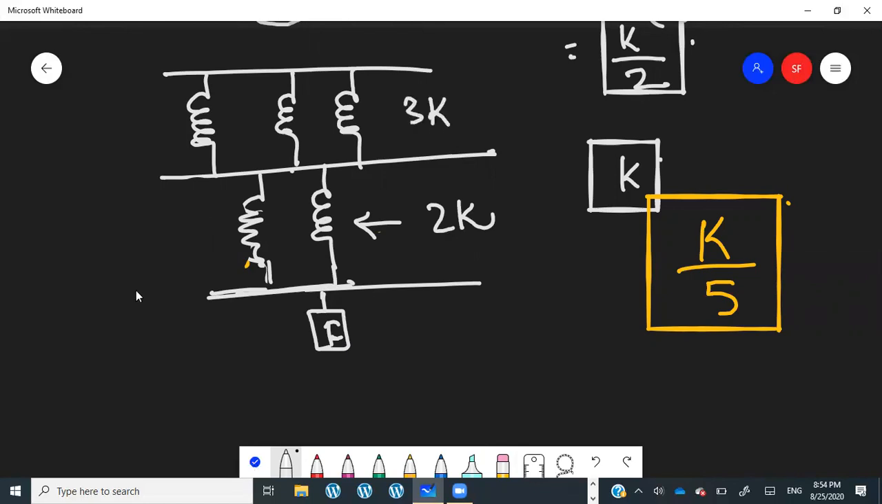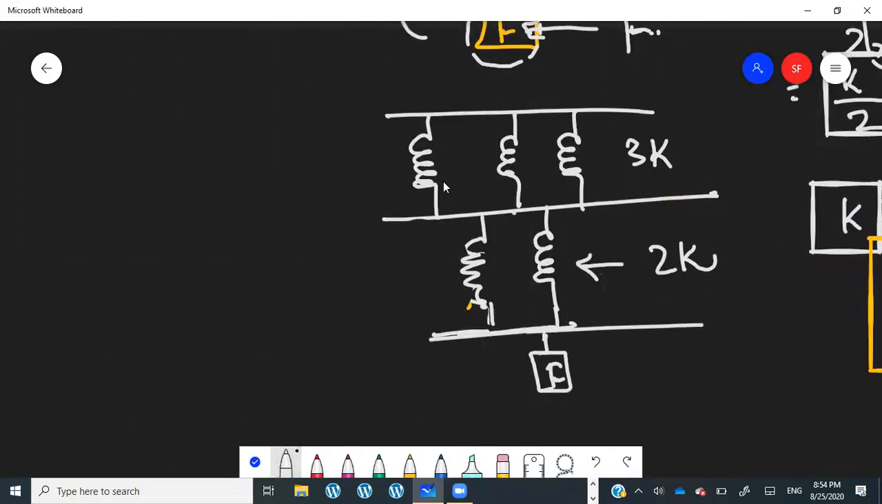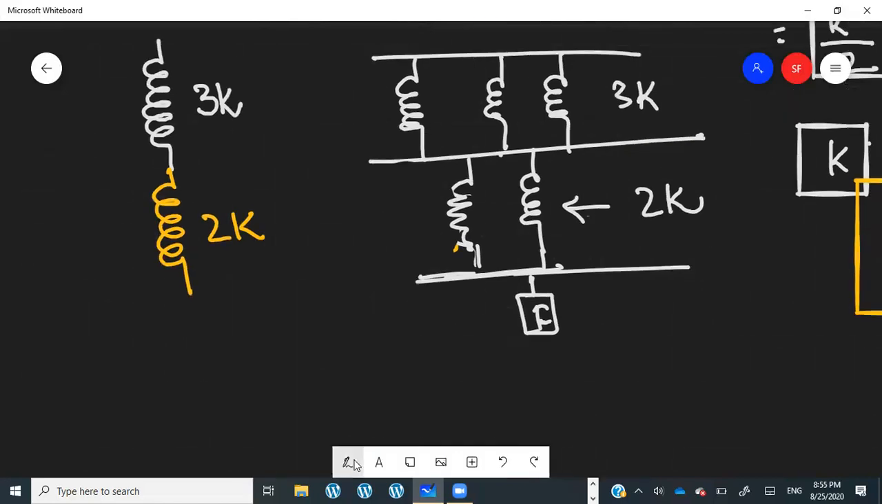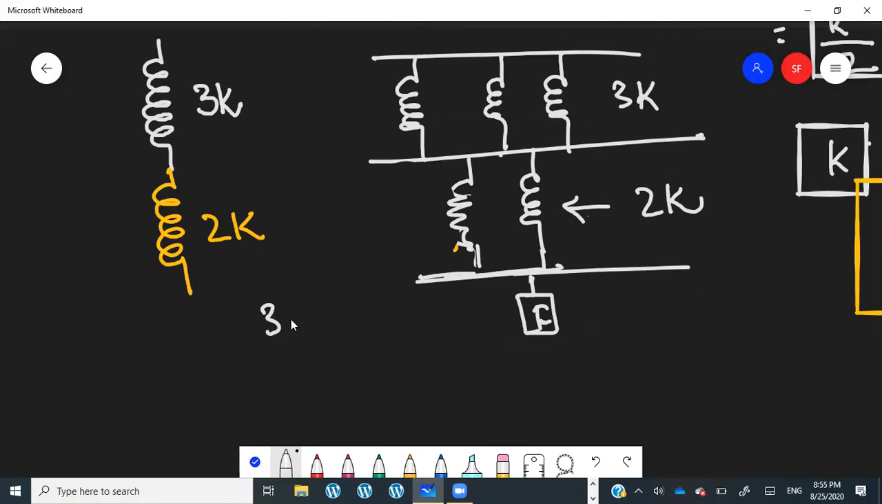Now listen. The 3K and the 2K actually means that you can think of it this way. Instead of the 3 springs, you can assume them to be a single spring of spring constant 3K. And for these 2, 2K. Now, what's going to be the total spring constant? Product upon sum? 3K multiplied by 2K divided by 3K plus 2K shall give you the total spring constant.